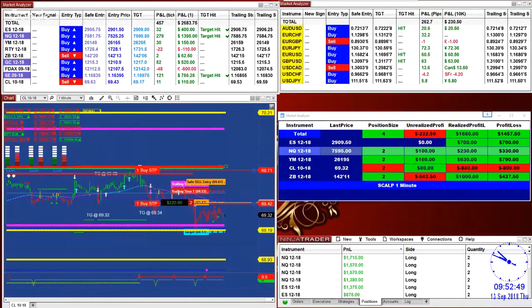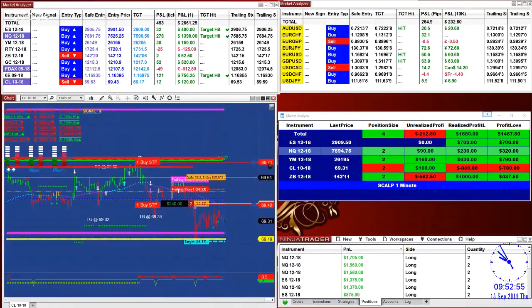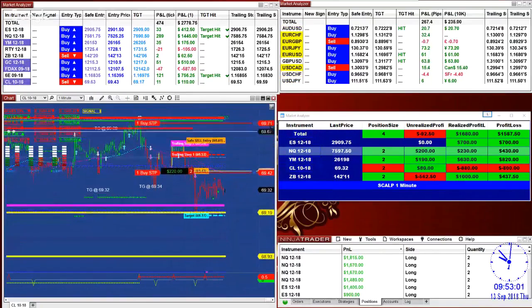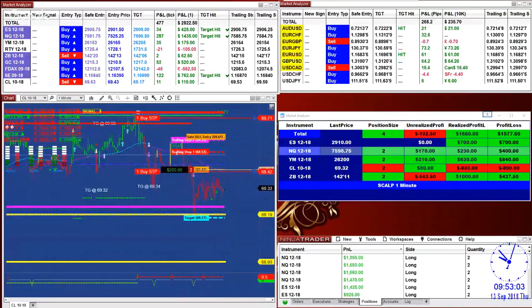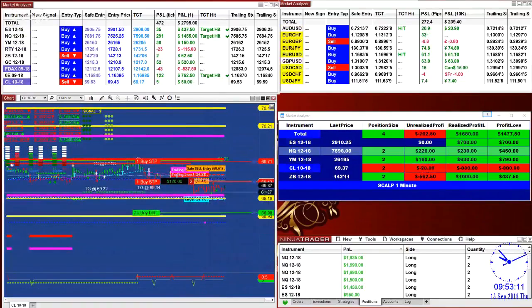I wanted to cover also, we have an ES trade and a CL trade at the moment. The CL trade has already hit the target, but that's why I like to use extended targets, because I don't know if we can get a little bit more.